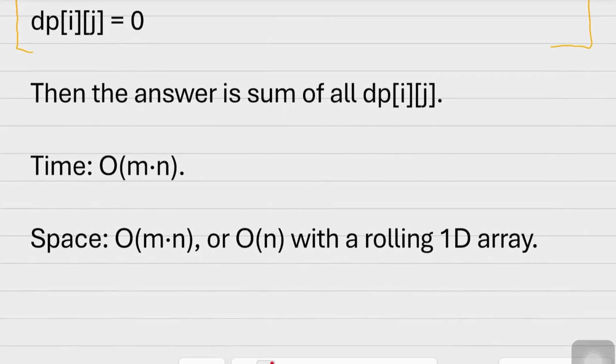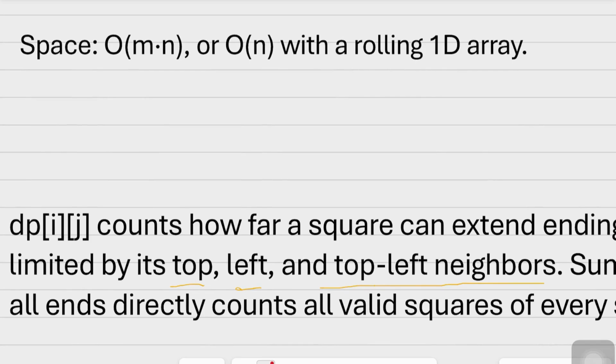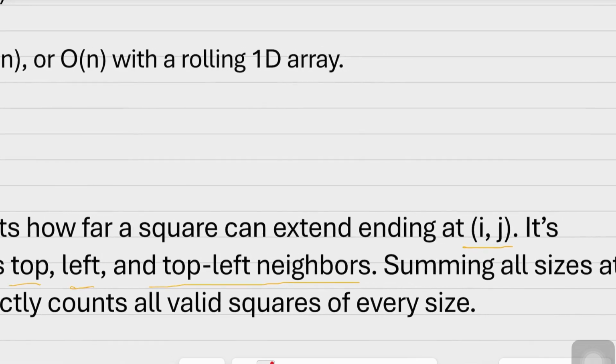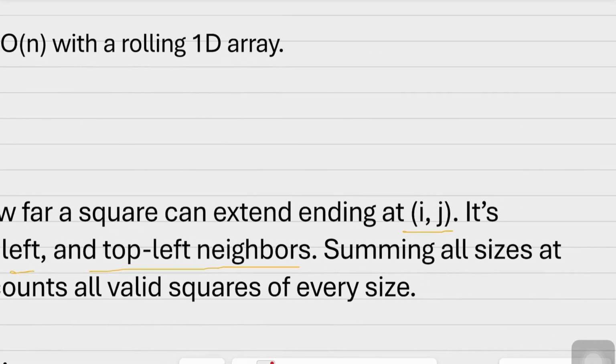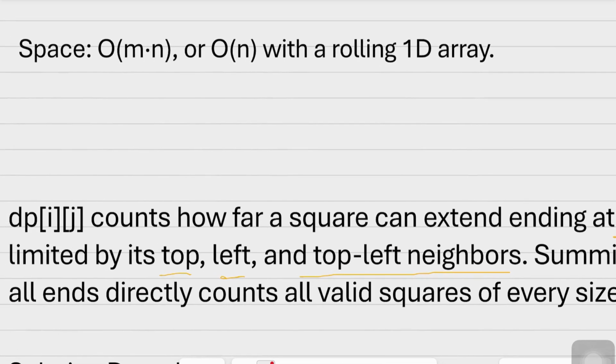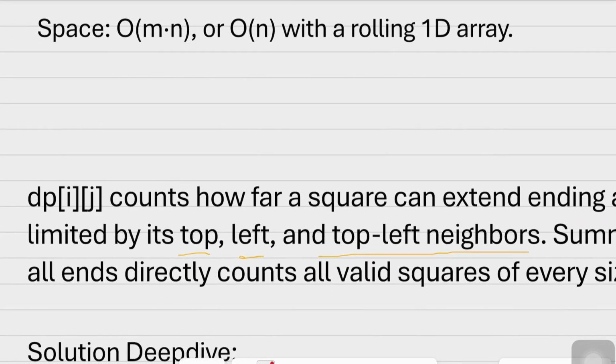Let's see why the DP approach works. dp[i][j] counts how far a square can extend ending at i, j. It's limited by its top, left, and top-left neighbors. Summing all sizes at all ends directly counts all valid squares of every size.